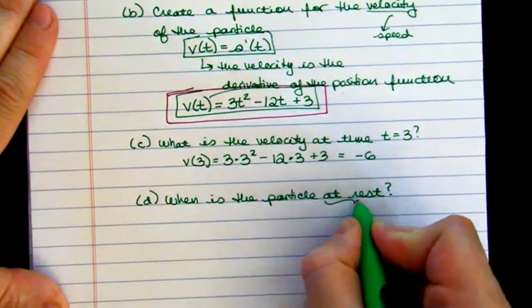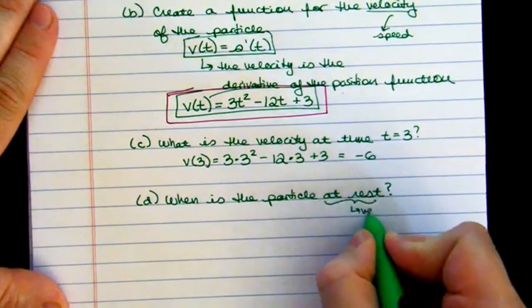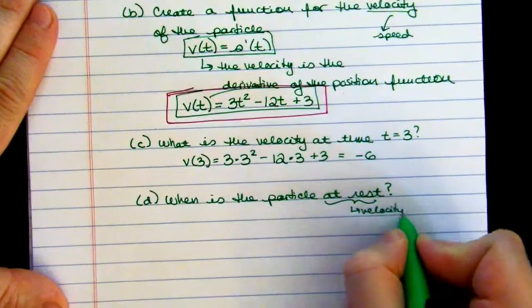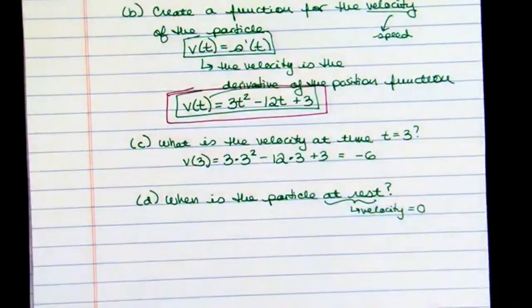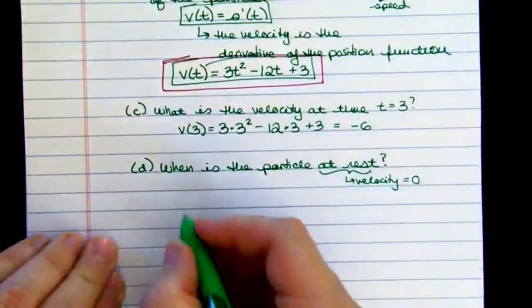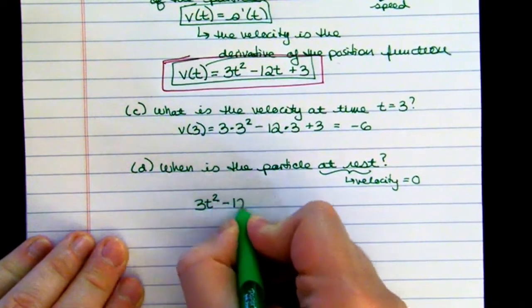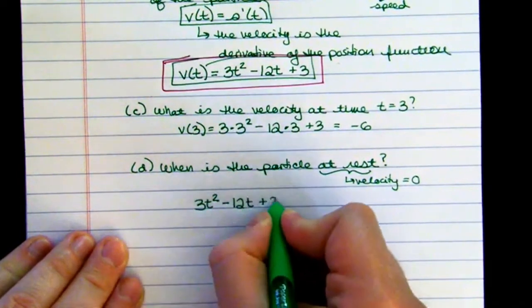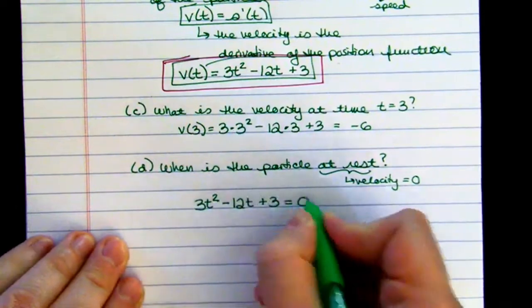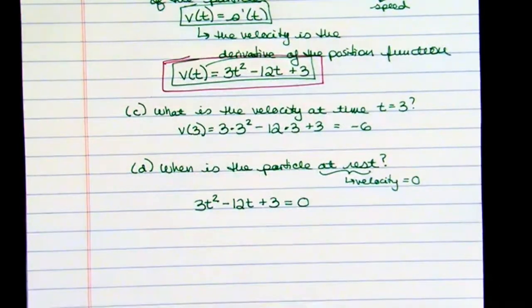When is the particle at rest? When the velocity is 0. So I'm going to take my velocity and set it equal to 0. 3t squared minus 12t plus 3 equals 0. All I need to do is solve this now. Well, it's not factorable though, which means we need to use the quadratic formula.